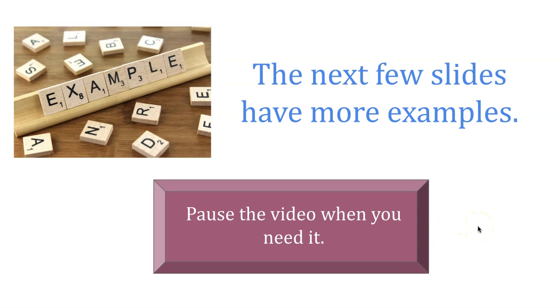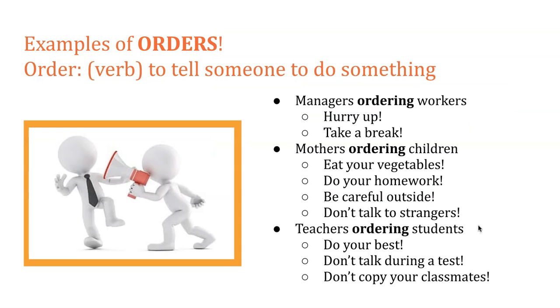In the next few slides, there are more examples, so please pause the video when you need it. Here are some examples of orders. To order someone is to tell someone to do something. For example, a manager can order workers. They can say, hurry up, or take a break. Mothers can order children. Mothers can say, for example, eat your vegetables, do your homework, be careful outside, don't talk to strangers.